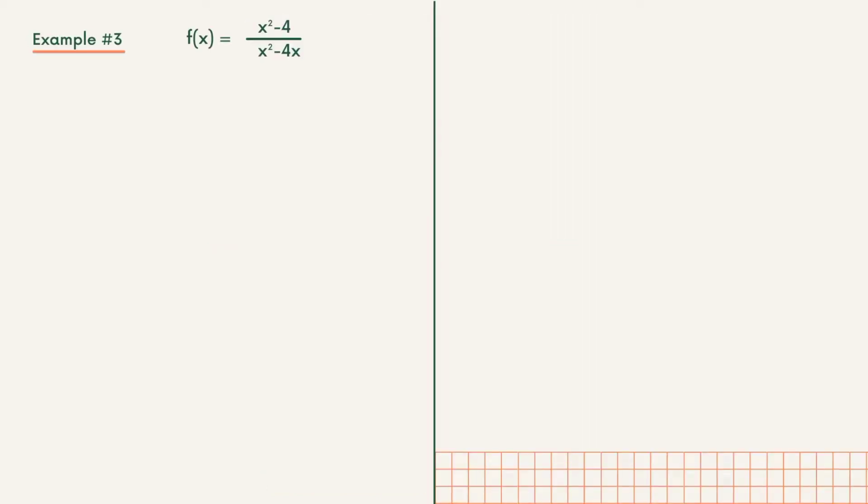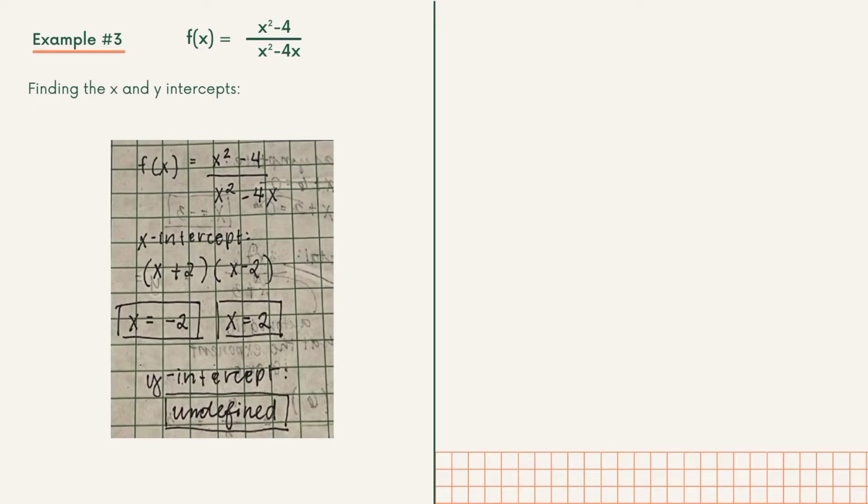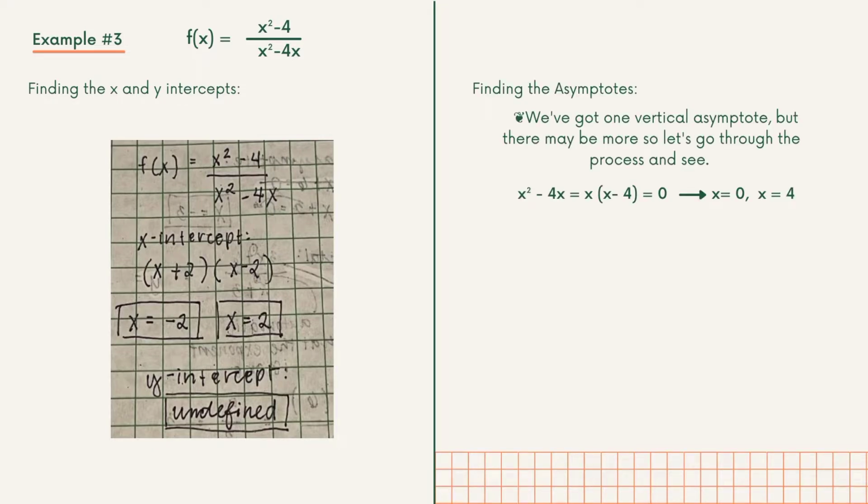Example number 3. x squared minus 4 over x squared minus 4x. Find the x and y intercepts. Finding the asymptotes. We've got one vertical asymptote, but there may be more, so let's go through the process and see. x squared minus 4x equals x multiplied by x minus 4 equals 0. x equals 0 and x equals 4.